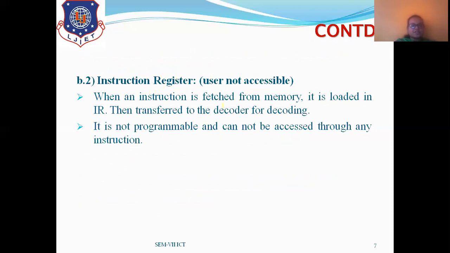So when an instruction is fetched from memory, it is loaded in the instruction register. As we have discussed in unit 1, the processor works in 3 cycles: fetch, decode, and execute. So whenever the instruction is fetched, it will be stored in the instruction register, and then the fetched instruction will be transferred to the decoder for decoding. Right, so it is not programmable and cannot be accessed through any instructions.